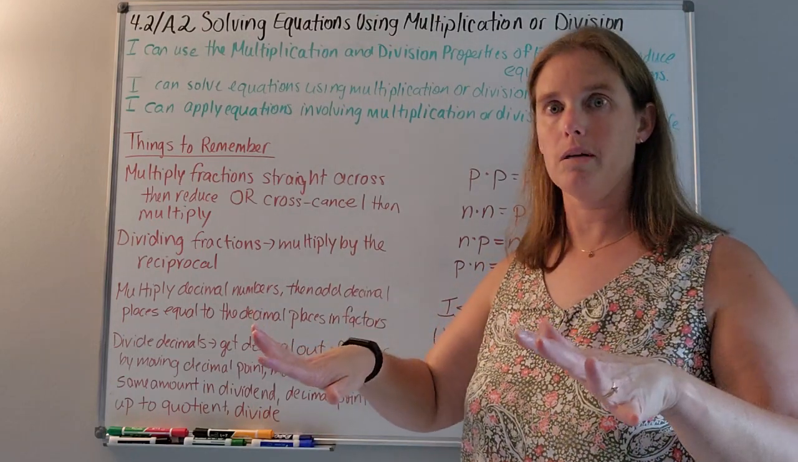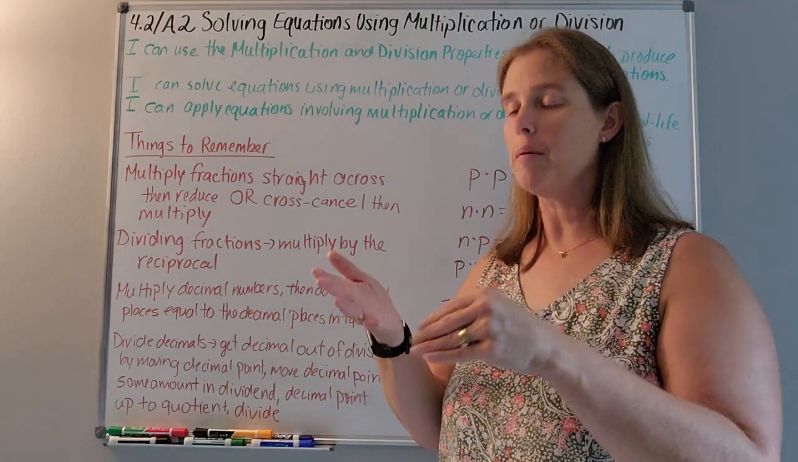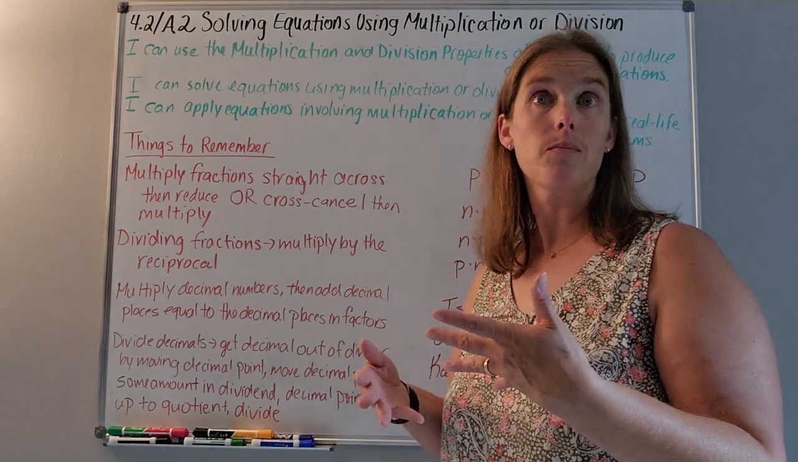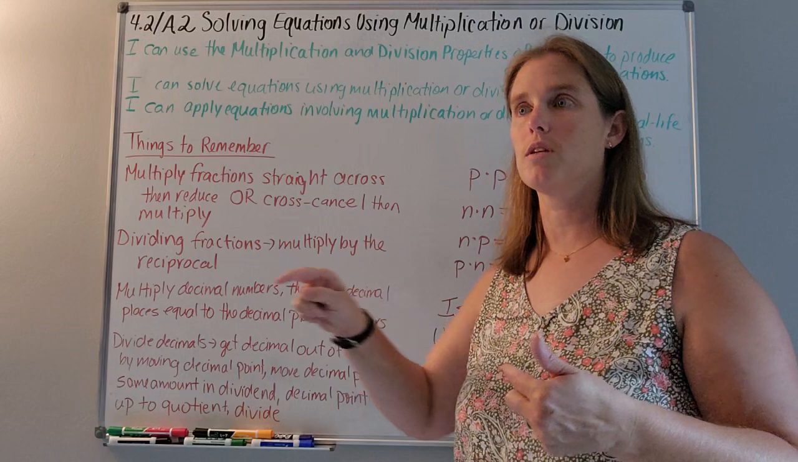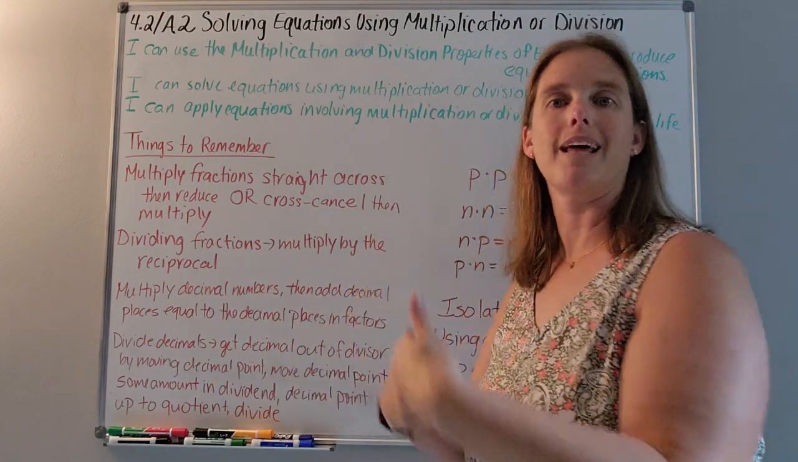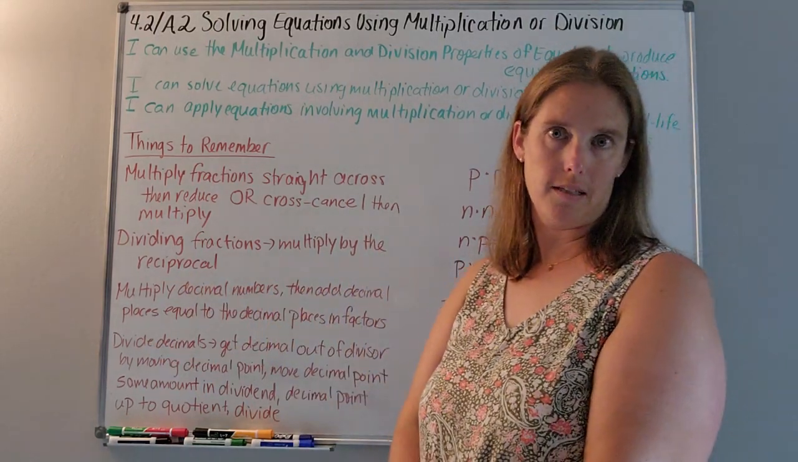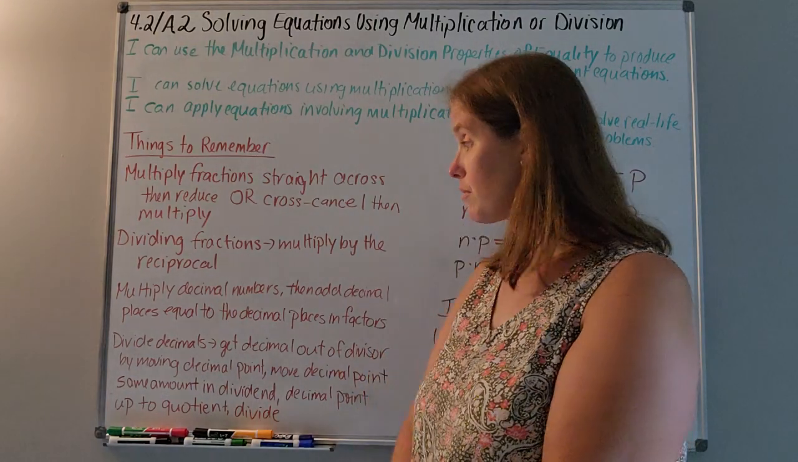If you're going to go to decimals and multiply decimals, you just multiply those decimal numbers. Just do the multiplication, then count up how many decimal places there were in the factors. Start on the right side of your product, or your answer, and move to the left how many times you need to make that same number of decimal places as you had in the factors.